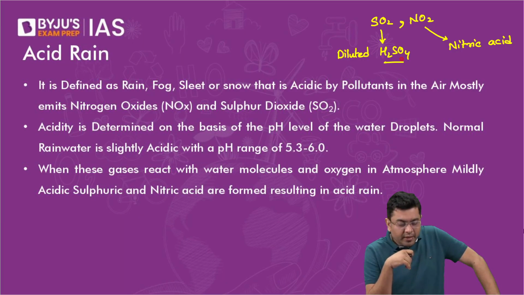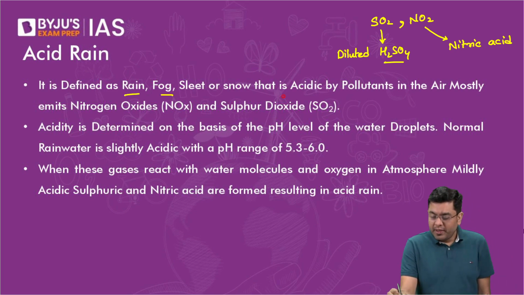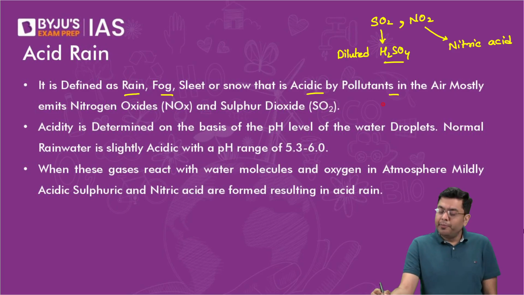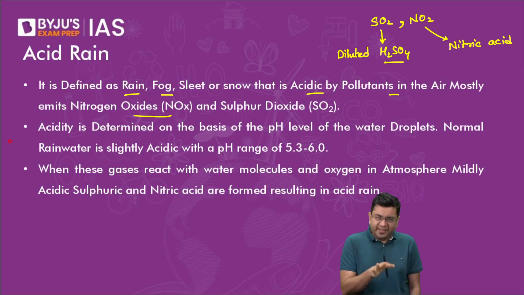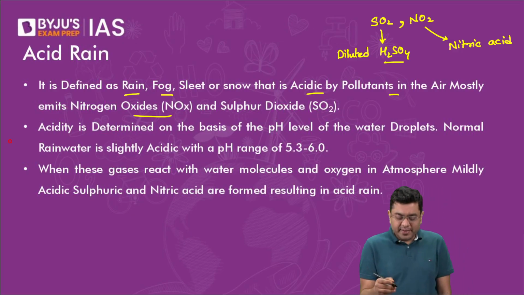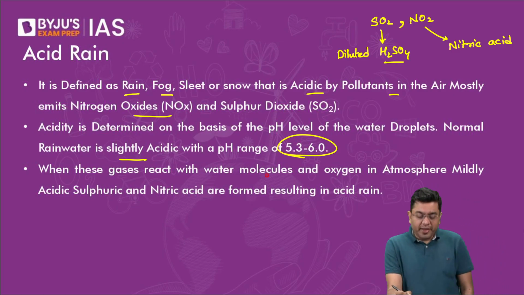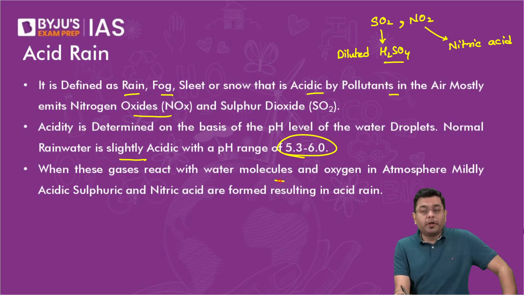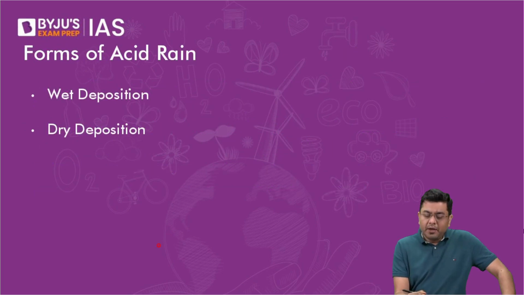Now, after this, we come to the aspect of acid rain in detail. It is defined as rain, fog, sleet, or snow that is made acidic by pollutants in the air. Mostly they emit nitrogen oxides and sulfur dioxides. Now, when the pH value of any compound is less than 7, we refer to it as acidity. Here, rainwater is slightly acidic with a pH range of 5.3 to 6. Now, when these gases react with water molecules and oxygen in the atmosphere, mildly acidic sulfuric and nitric acid are formed. So you have two types of deposition: wet deposition.